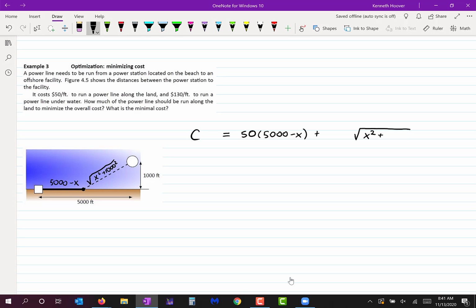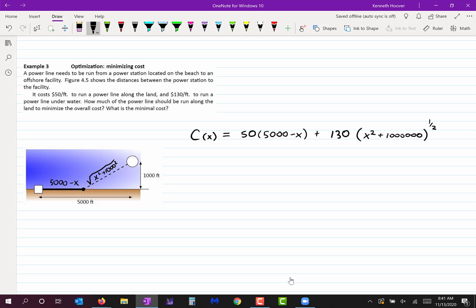Let's see, what's 1,000 squared? That's 1,000,000, right? So that much is running underwater, and it costs $130 per foot, so we multiply that times 130, and there's our cost. The only variable is x, so let's write c of x. And one other thing I'm going to do, that square root, I'm going to write that as an exponent, because that makes it easier when you're doing the derivative.